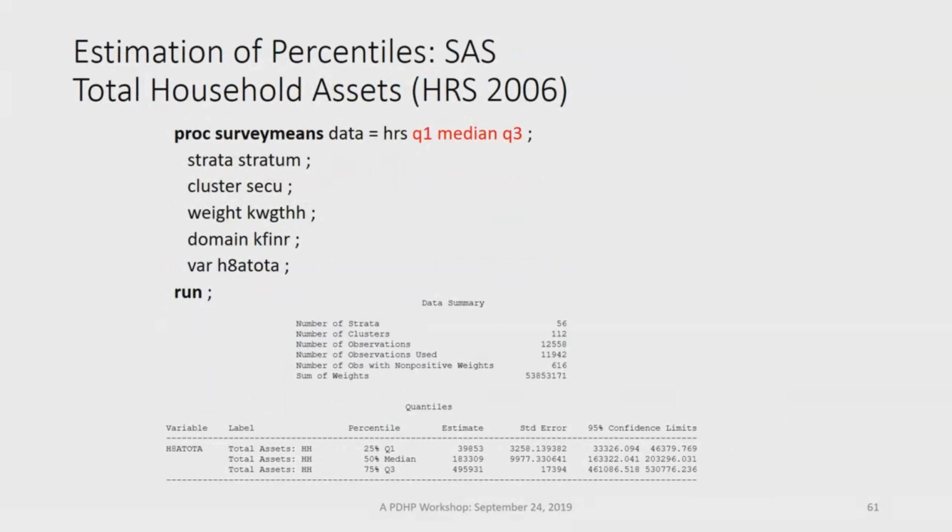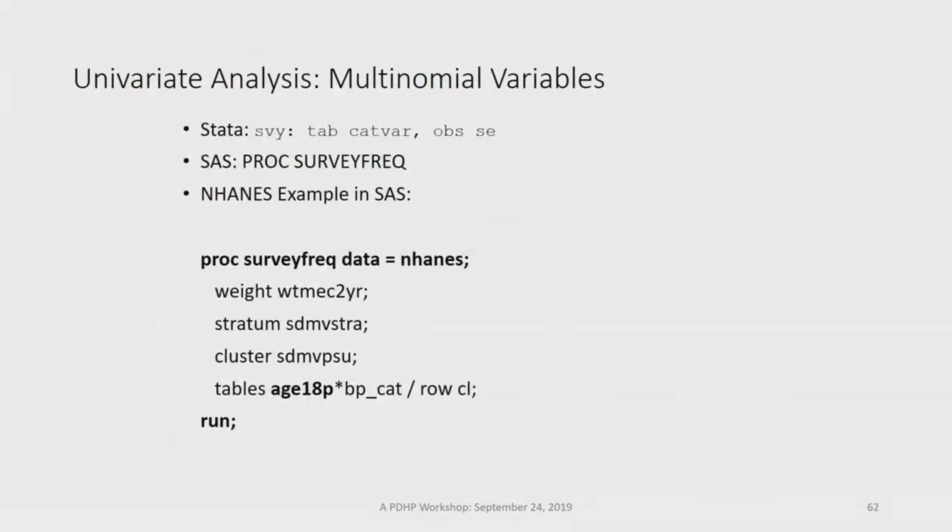Okay, so that's percentiles. Categorical data analysis. I'm just showing examples here for multinomial variables. The same thing applies to binary variables if you're just doing proportions. In Stata, you would use svy: tab to create weighted frequency tables. In SAS, you would use PROC SURVEYFREQ instead of SURVEYMEANS.